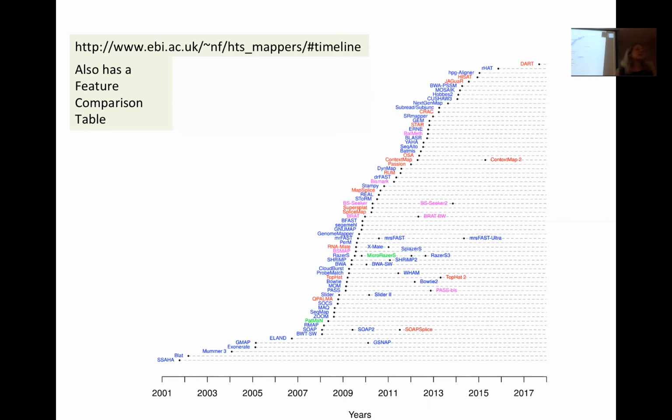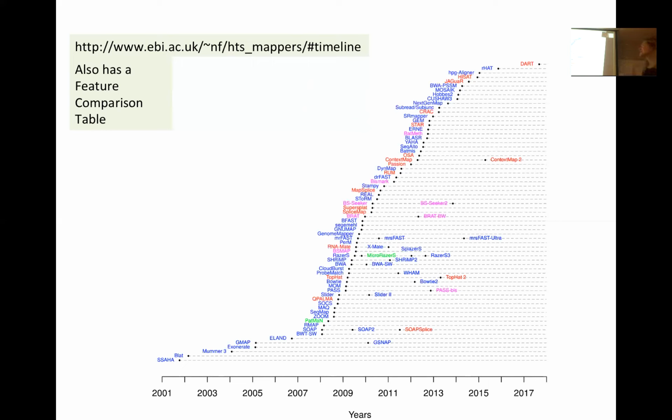There's this great little website that shows all of the short read mappers that have come out, and I think these are actually only the open source ones. And below this great chart is a table with all of their features. But there were a few years from like 2008 to about 2015 where you couldn't open a bioinformatics journal without seeing a new short read mapper.